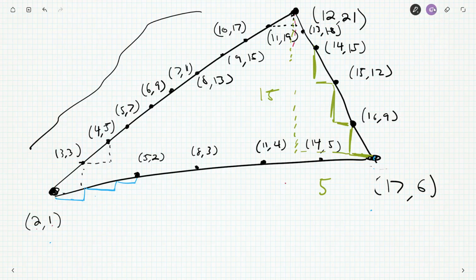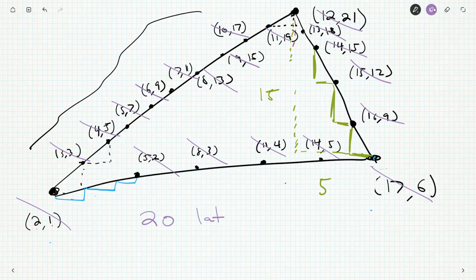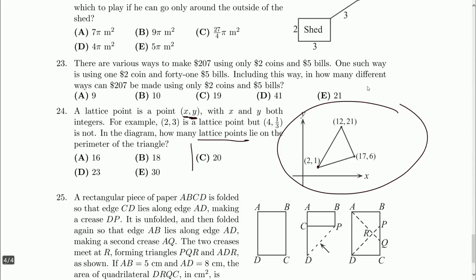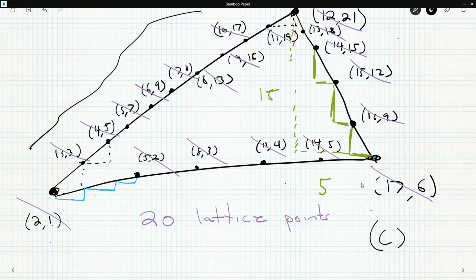Okay, now we've got all our lattice points. Let's just count them off: 1, 2, 3, 4, 5, 6, 7, 8, 9, 10, 11, 12, 13, 14, 15, 16, 17, 18, 19, 20. 20 lattice points. Is 20 one of the answers? I hope it is, otherwise we've miscounted something. But there it is. It's C. So we'll record C on our sheet.